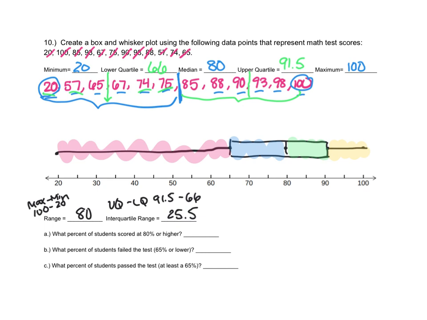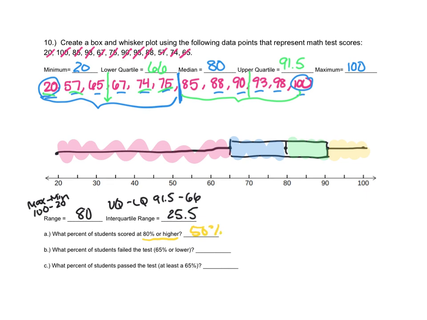So what percent of students scored at 80% or higher? Here's 80%, right here. So 80% or higher, that's 2 sections of 25, which is 50. Remember, it's 2 quarters. So 2 quarters is 50%.